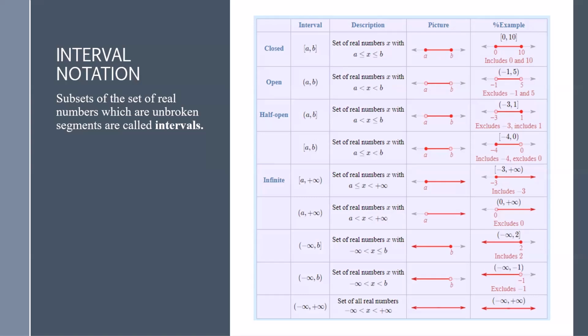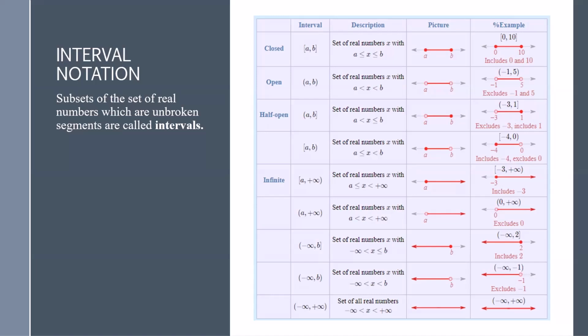We also have the half-open interval, closed a, open b. So here you'll see that's a set of numbers between a and b where we include a but do not include b. So we've got a closed circle at a and an empty circle at b, indicating that we're including a but not including b.